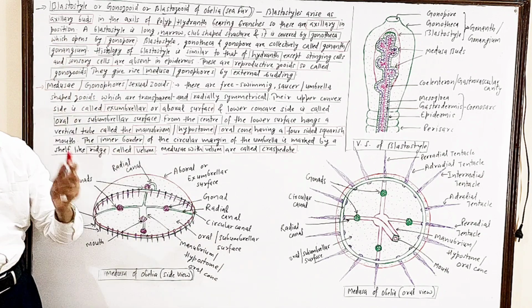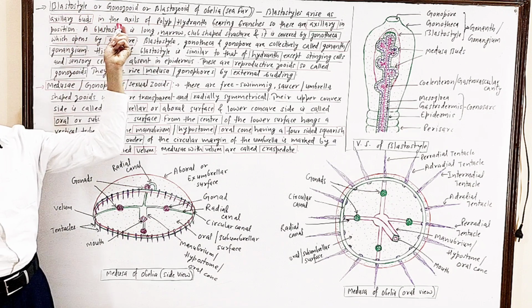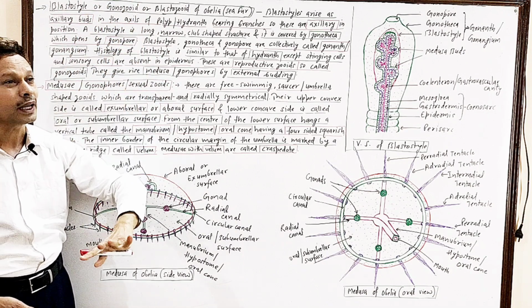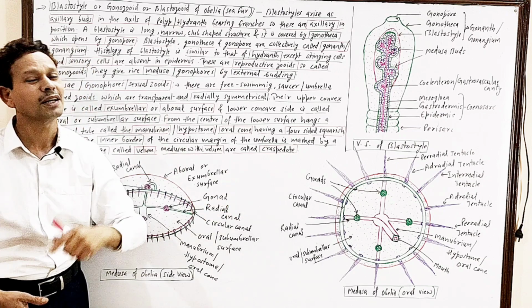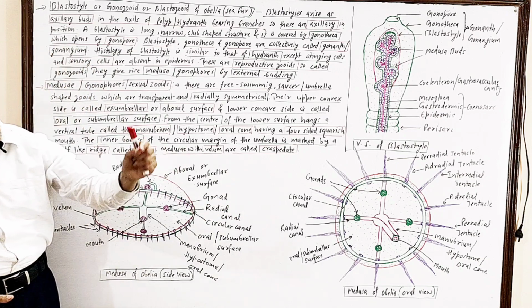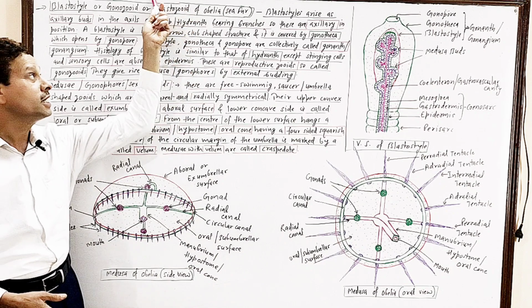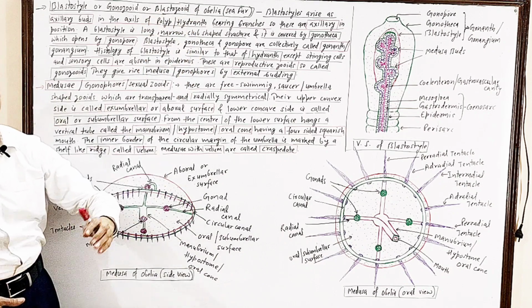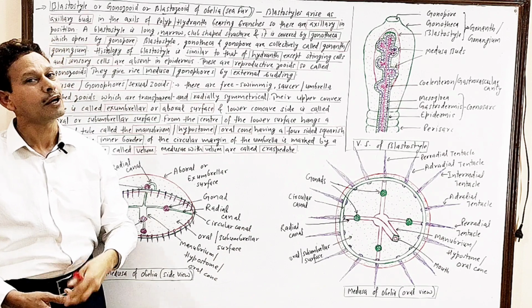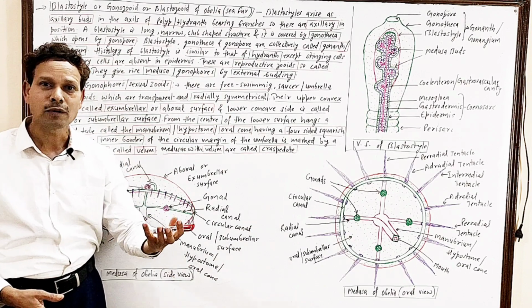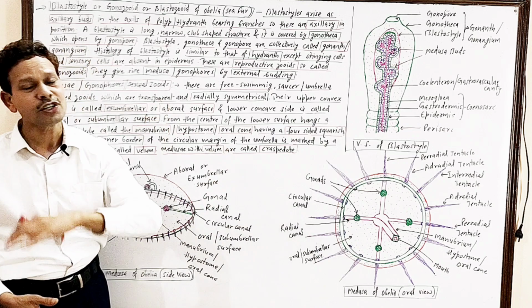The second type, the second zooid, the Blastostyle. It is also named Gonozooid, and it undergoes reproduction. That's why it is named Gonozooid. It is Blastozooid, as it gives rise to Medusae buds, and these Medusae buds develop by external budding.